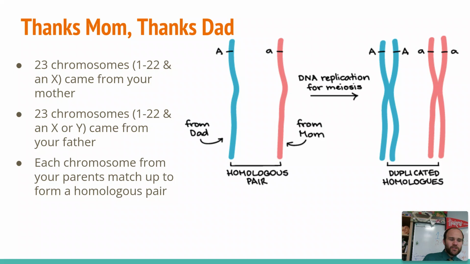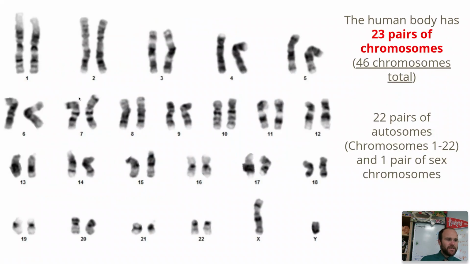And so each chromosome from your parents is going to match up to form a homologous pair. So when you have 2 of the same chromosomes, one from mom, one from dad, those are a homologous pair. Greek homos means the same, and so these are the same chromosome with the exact same genes on them. When those chromosomes get duplicated in time for cell division or mitosis, they form that classic X because we've copied the exact same chromosome. So you can see all these homologous pairs in our karyotype, or our map of our chromosomes, here.